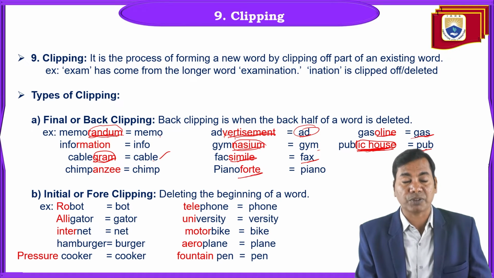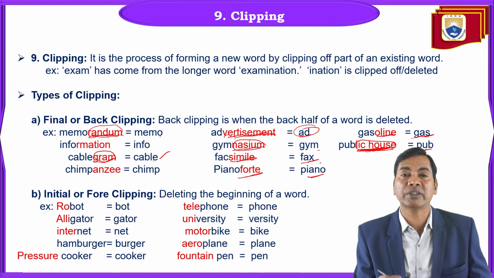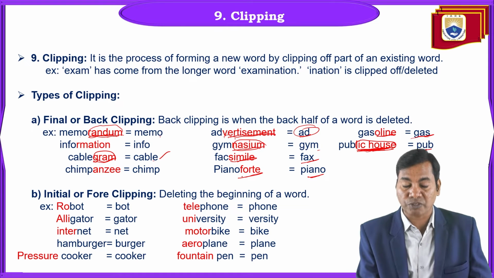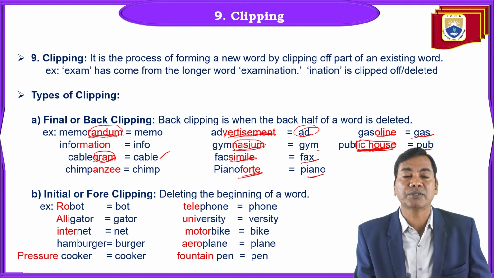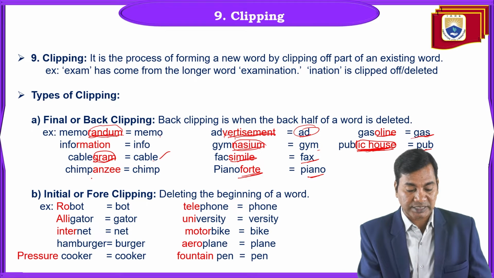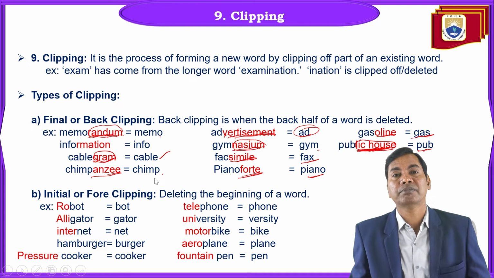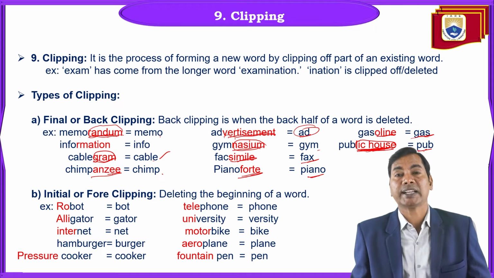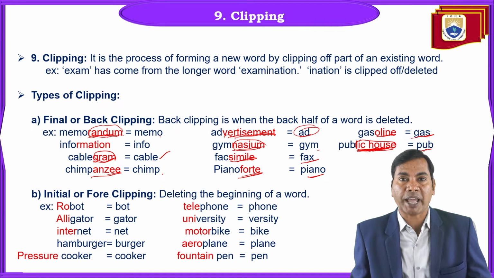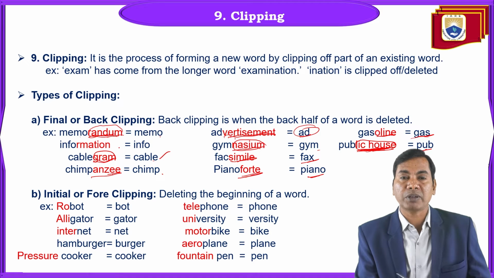Pianoforte. If I say pianoforte, no one knows. But if I say piano, everyone knows it. How did I get the word piano? By using the process of back clipping. I removed forte from pianoforte and then there remains the word piano. And chimpanzee. Clipped off the last part of that word, A-N-Z-E-E. So chim has come from the process of back clipping. So we are looking at different types of clipping. Under that we have seen final or back clipping with the examples.